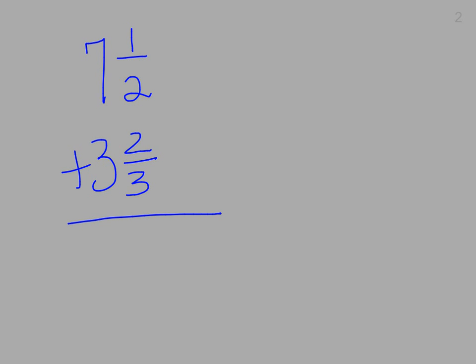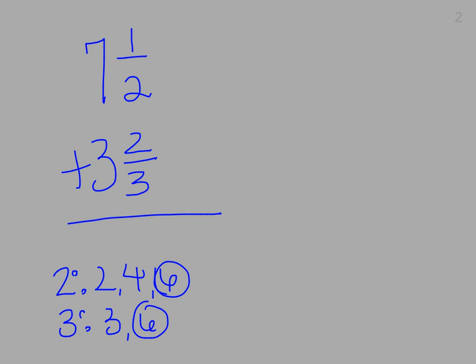Let's do 7 1/2. You don't see that. 7 1/2 plus 3 2/3. I do not have common denominator, so I need to come down here and list multiples for 2 and 3. And what is it going to be? It's going to be what? 6.